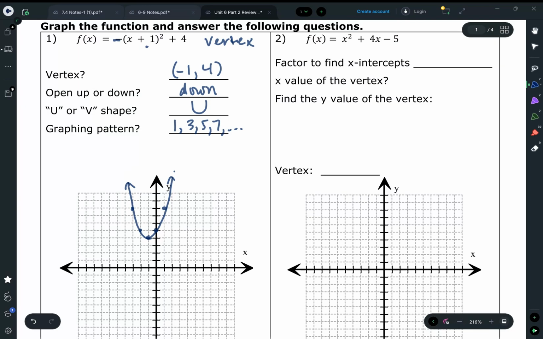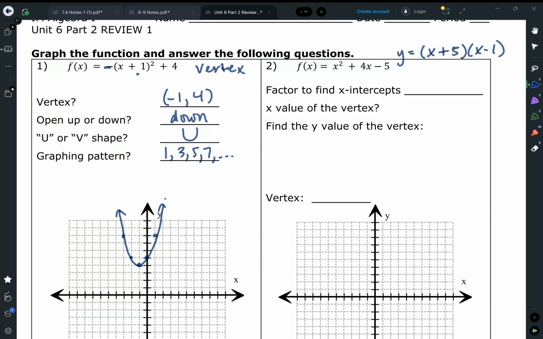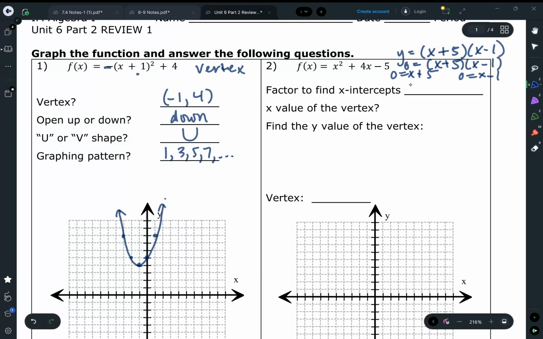On number 2, it says factor to find the x-intercepts. So what I'm really doing here is graphing by factoring. So y equals x plus 5 times x minus 1. Remember, when I'm finding intercepts, I'm making it equal to 0 and then solving. So 0 equals x plus 5, 0 equals x minus 1, that's the zero product property. To solve, I subtract 5 on both sides or add 1 on both sides, and that's how I get the opposite sign for these intercepts. So my x-intercepts are negative 5, 0 and 1, 0.